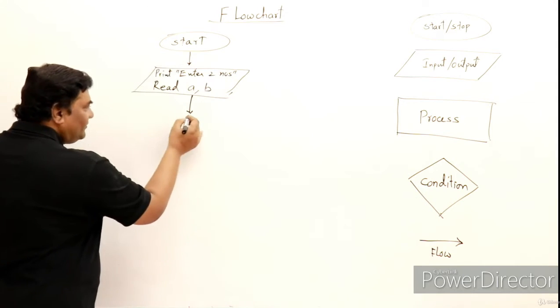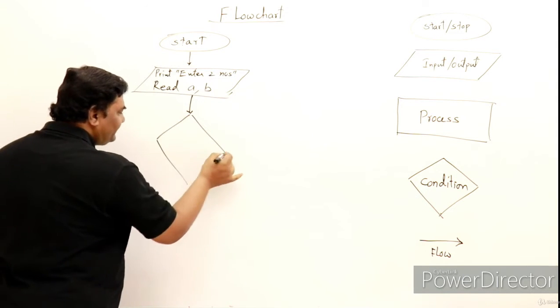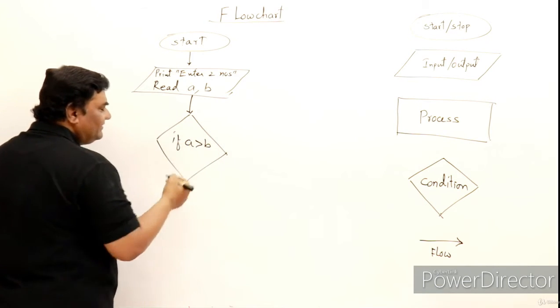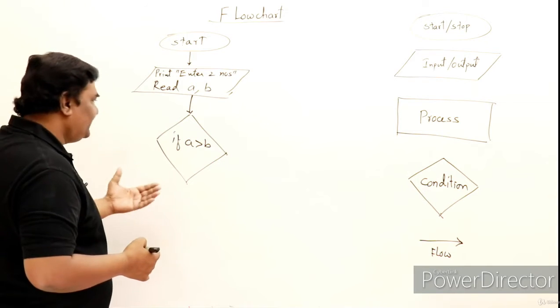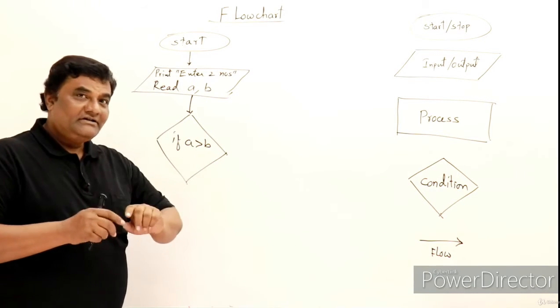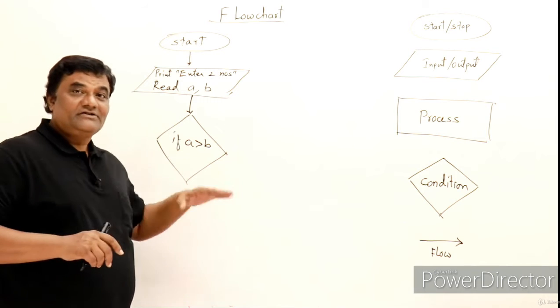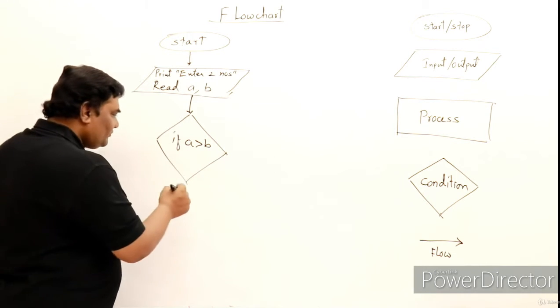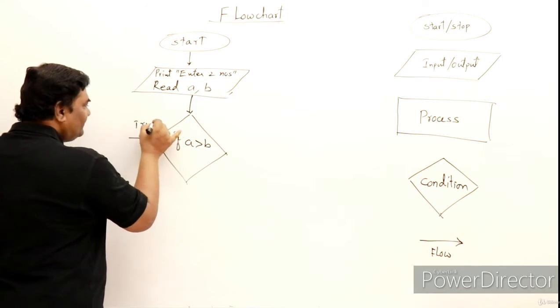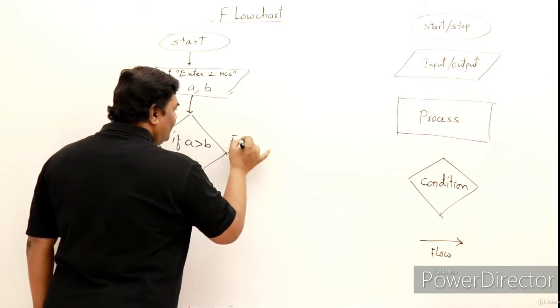So here I will draw a condition box. Here I will check if A is greater than B. If it is true, then we will print A. If it is false, then we will print B. Now here there are two branchings, meaning true or false. So I will take two branches. First one, let us take it as true, if this is true. And second one, if it is false.